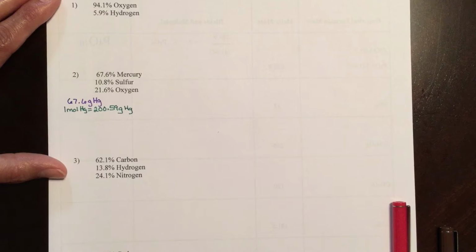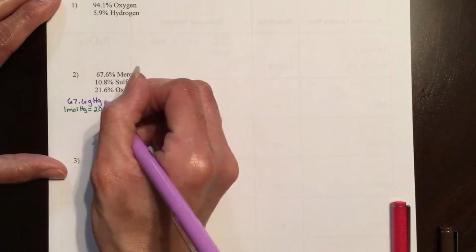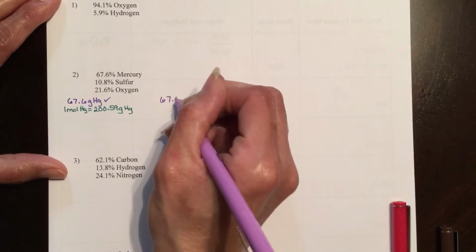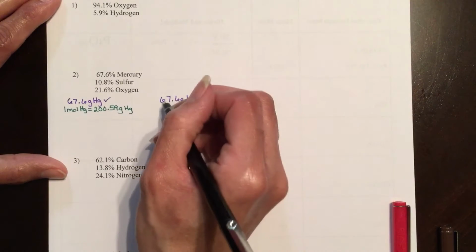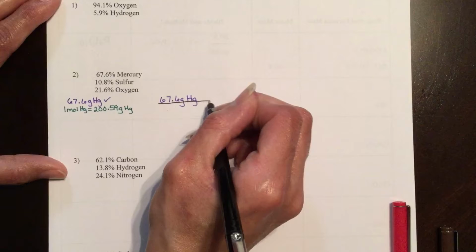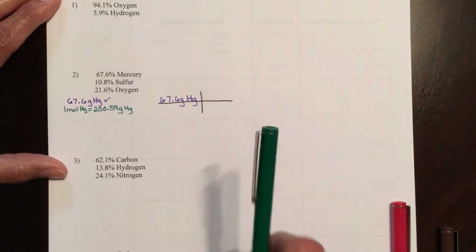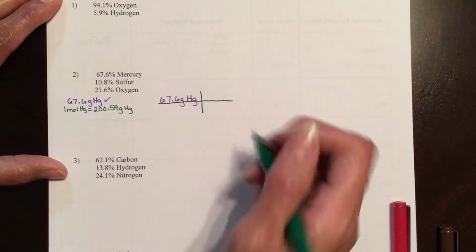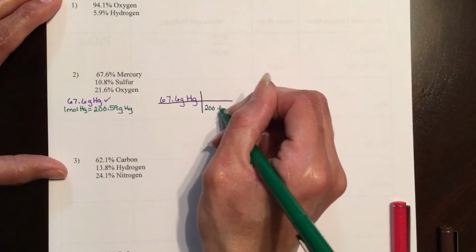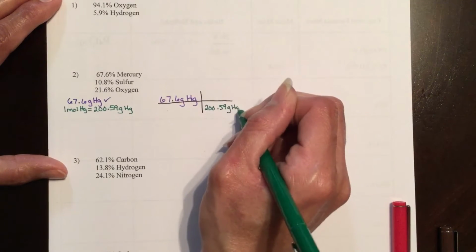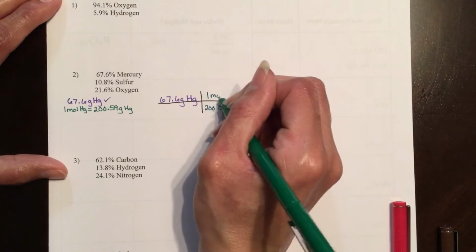Okay? And then I'm going to set it up, T-chart wise, just like we've been doing. So start off with what you're given, 67.6 grams of mercury. The number given is always on the top left. Do your T-chart. I want to end up with moles, and I need to get rid of my grams. So in order for me to get rid of my grams, I have to have grams diagonally, and the grams I know of is 200.59 grams of mercury for every 1 mole of mercury.